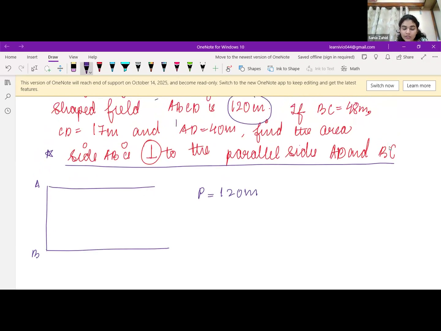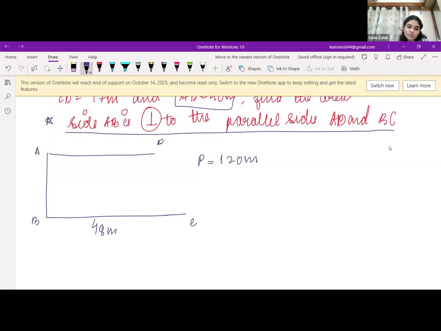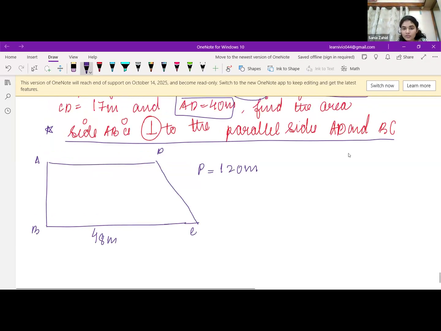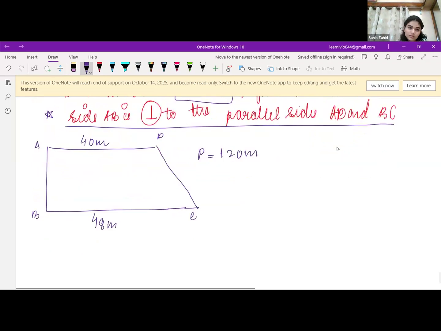AD is 40 meter and BC is 48 meter. So now we know BC is longer. So let's suppose this is BC, this is 48 meter. And this is AD. Now we know the exact figure. AD is 40 meter, BC is 48 meter, and CD is 17 meter. Do you understand this figure now?